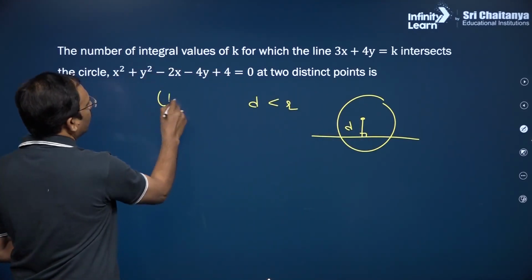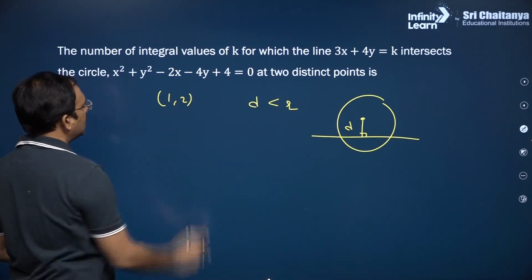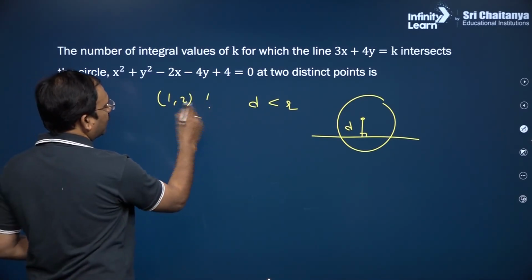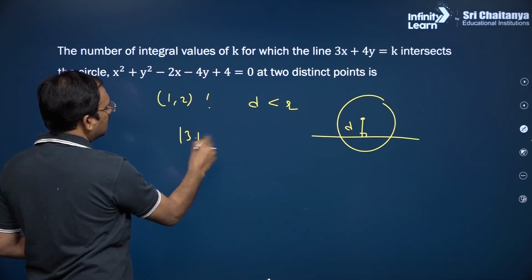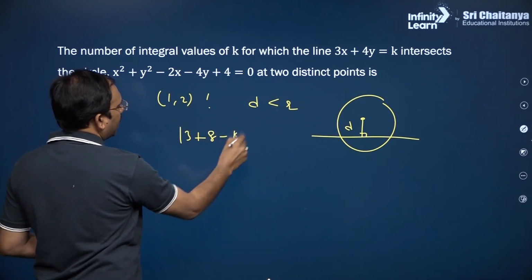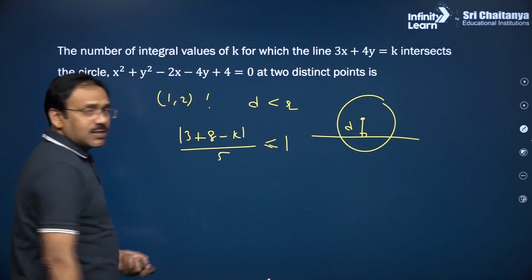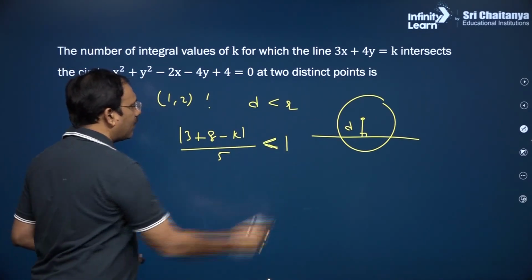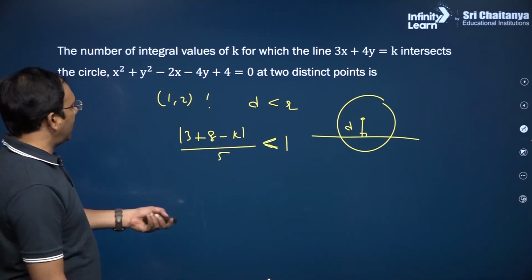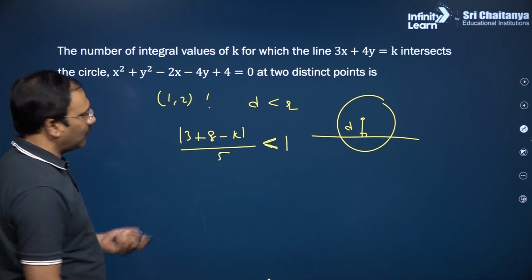Perpendicular: its center is (1, 2), its radius is 1, my dear friends. Perpendicular distance means |3 + 8 - k|/5, and d must be less than the radius. You just solve this inequation; you need to take the number of integer values of k which satisfy this, okay.